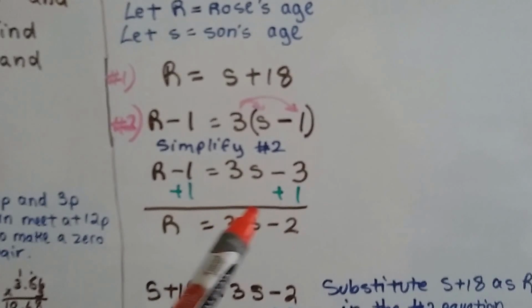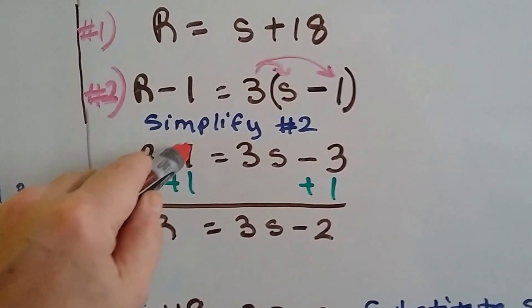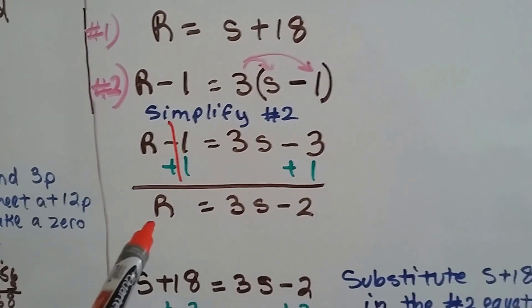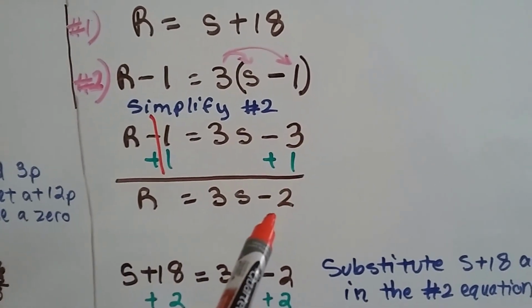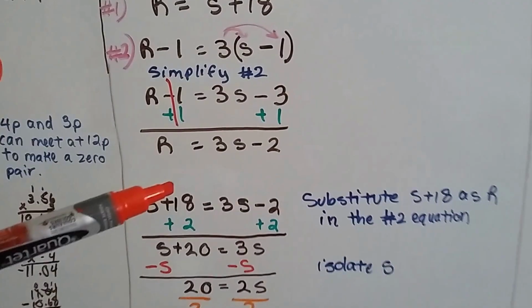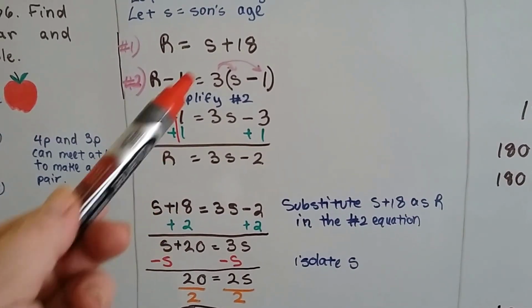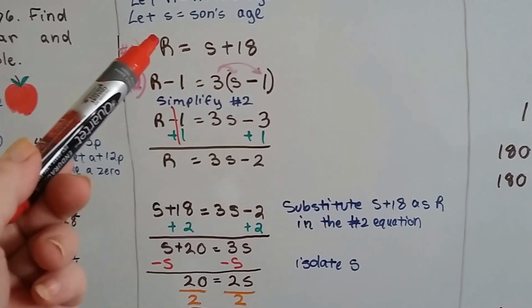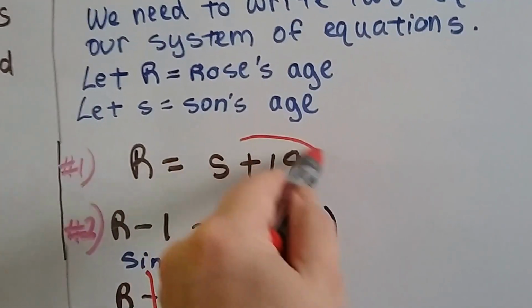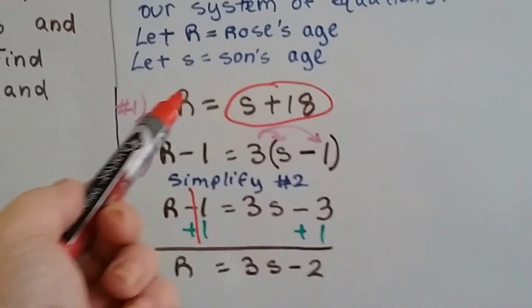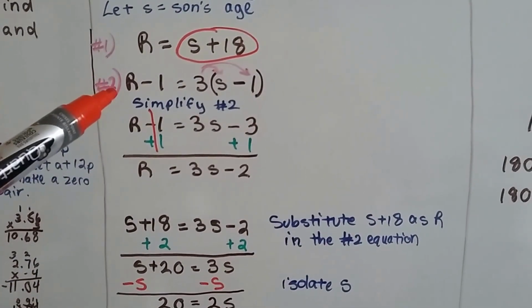Now we can add 1 to each side because of this minus 1. We can plus 1 to each side and create a 0 pair and get the r by itself. So now we have r is equal to 3s minus 2, see, because negative 3 plus 1 is negative 2. Now we can substitute the s plus 18 to stand for Rose's age. We'll just use this entire thing to represent r, because it says it's equal to r, so we'll use it as r.